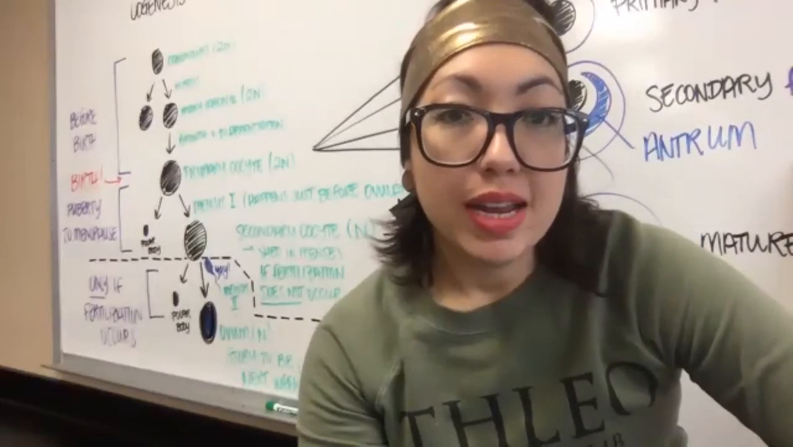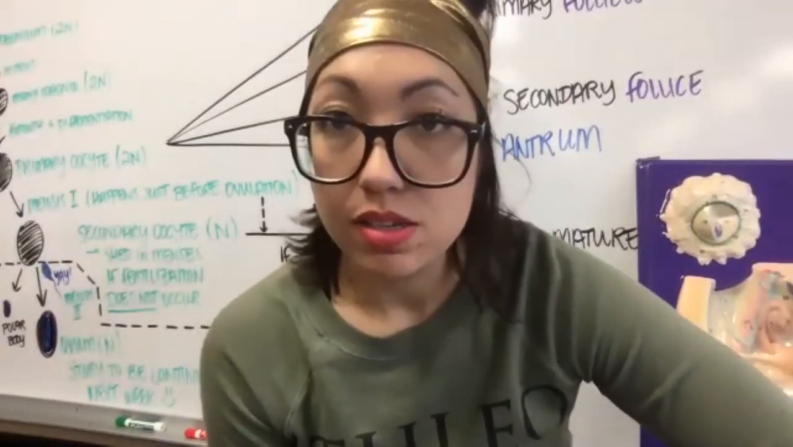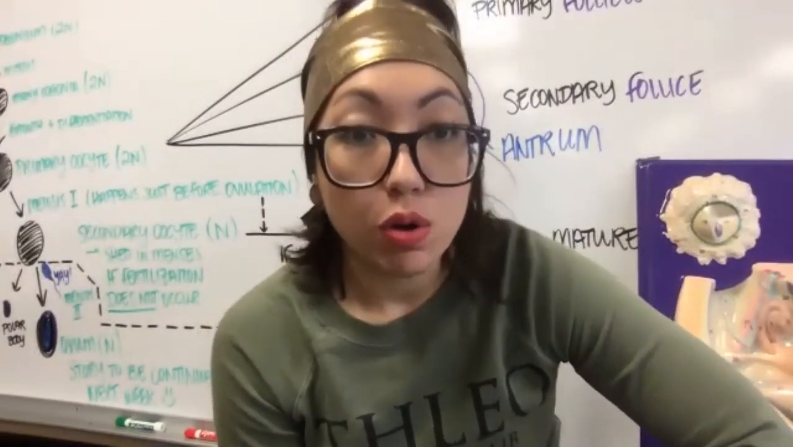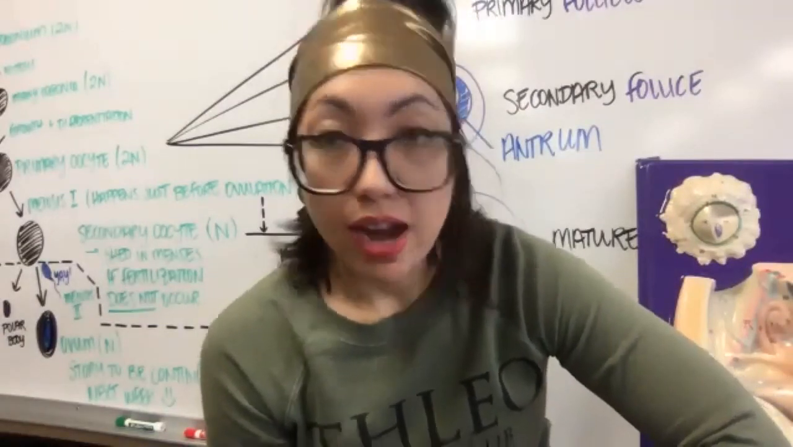Number five, what is a follicle? Is it an oocyte? Are they follicle cells? Or are they the oocyte plus follicle cells? Or is it hair?